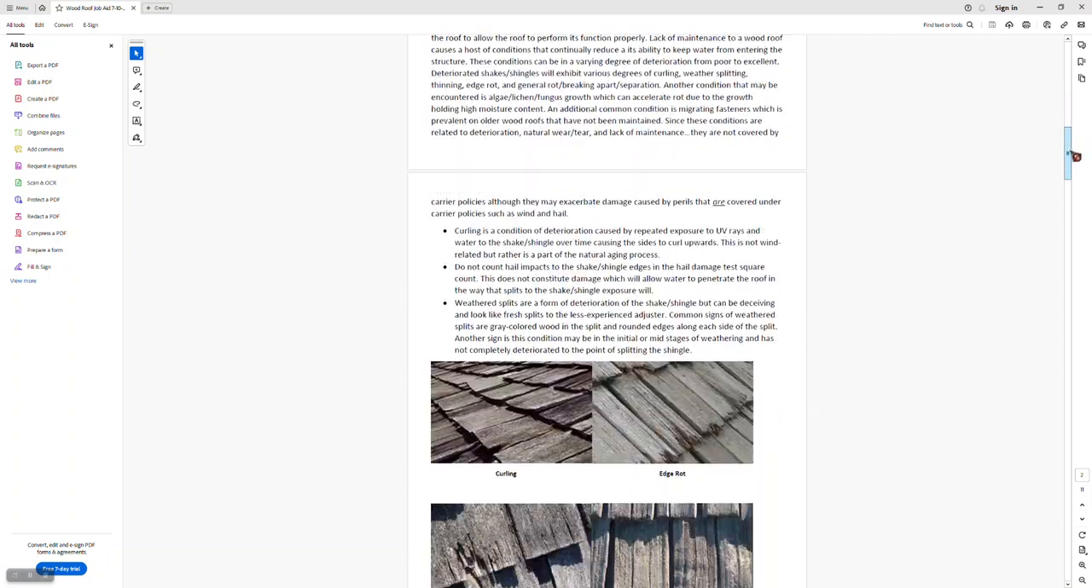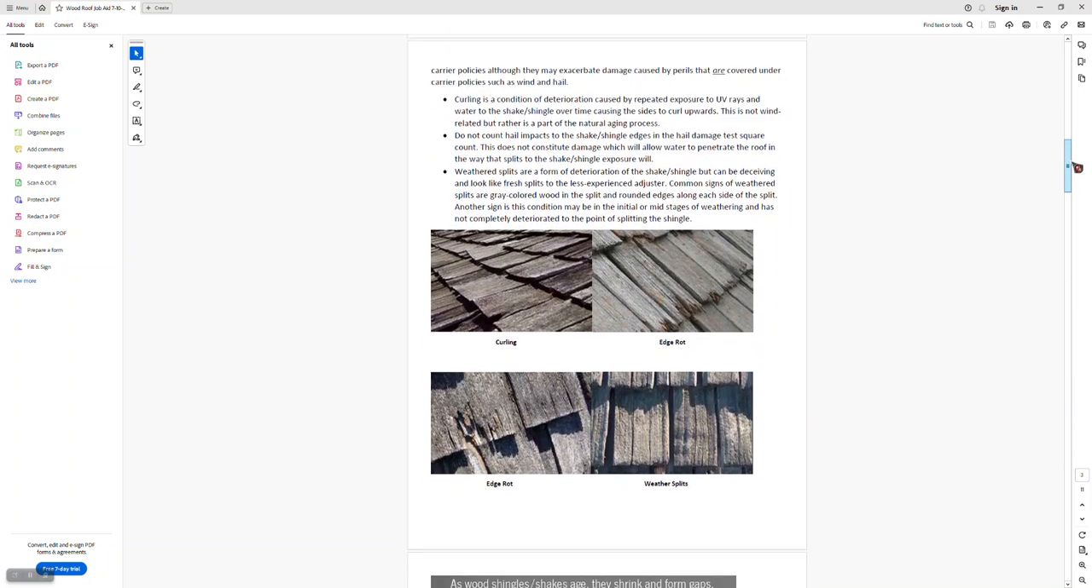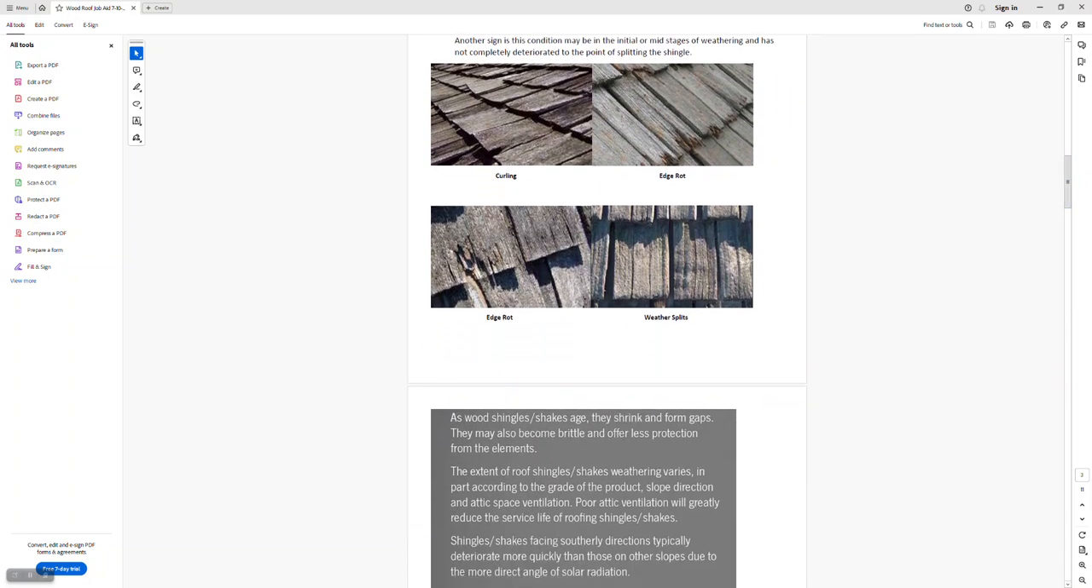One thing before we end, I wanted to go over the weather splitting versus actual hail splitting. One thing you may want to keep in mind is you'll see a lot of this weather splitting on older wood shake roofs. You'll see it everywhere. Very, very common. The weather splitting may go all the way up the shake underneath the exposure. It may be starting, and it may be only an inch or two or three up the shake.